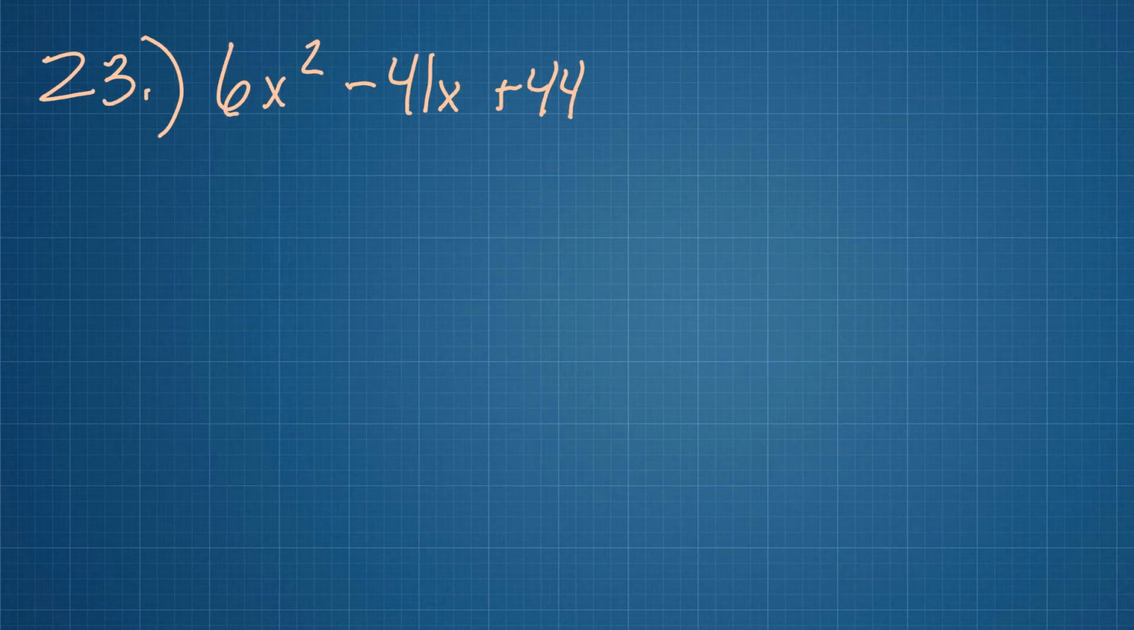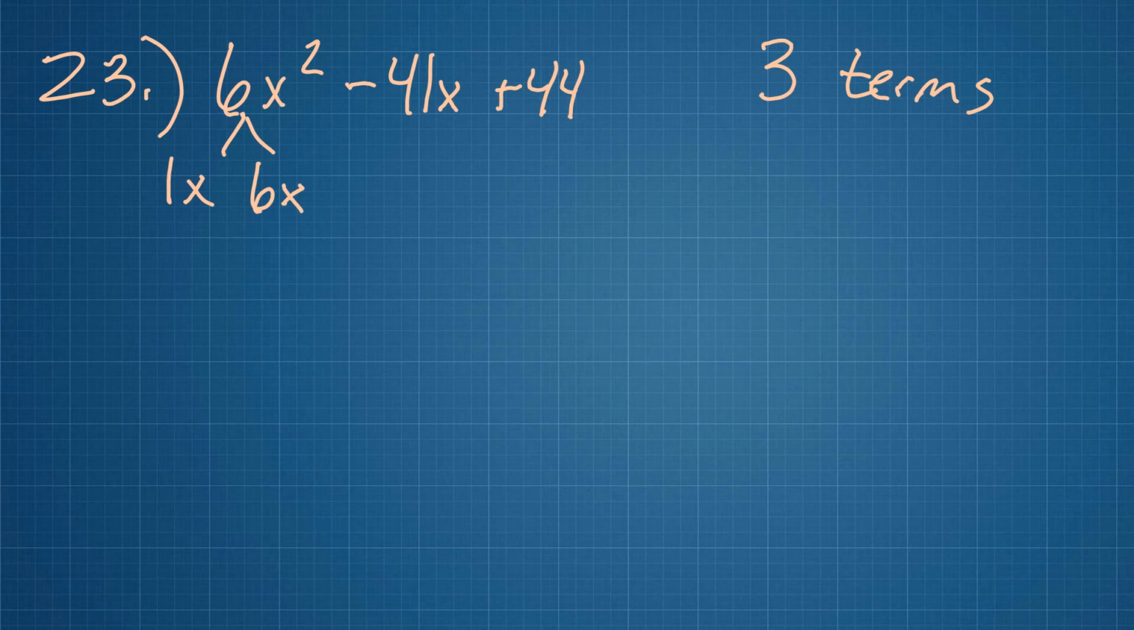Moving on. All right, 6x squared minus 41x plus 44. It has 3 terms. So I'm going to follow those rules that we talked about before. How do I get 6x squared? Well, I could have 1x and 6x. I also could have 2x and 3x.